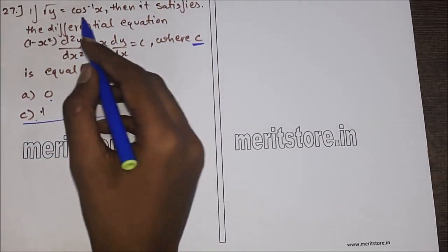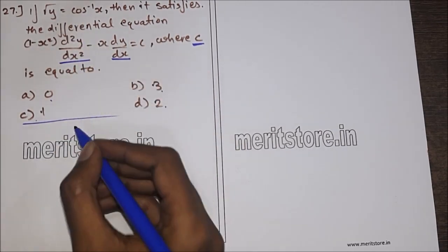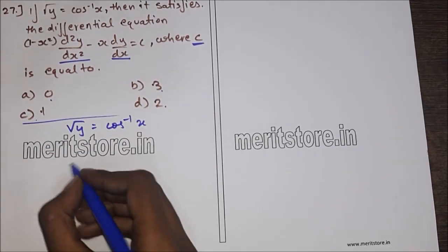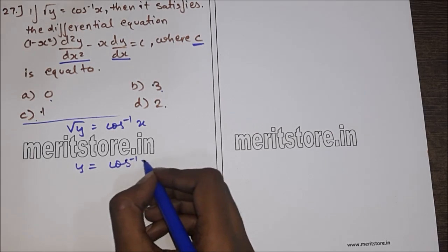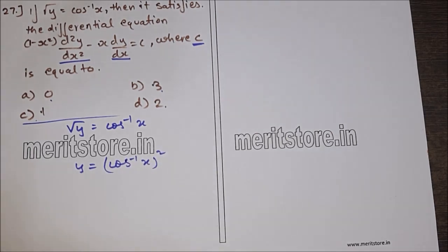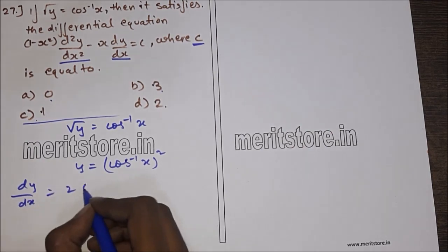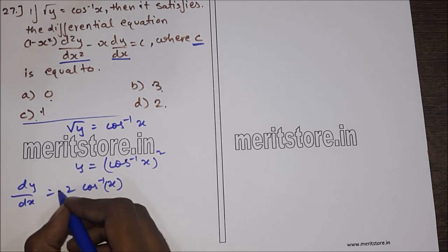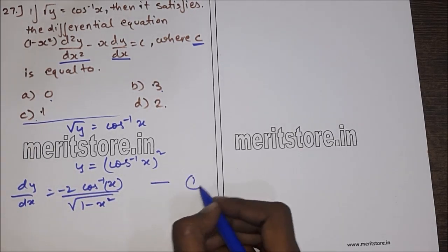So first we differentiate y with respect to x twice, so we get these values. Root of y is cos inverse of x, that is y is cos inverse of x the whole square. Now we differentiate this with respect to x, so dy by dx is 2 times cos inverse of x. Now the differentiation of cos inverse of x is minus 1 upon root of 1 minus x square. Let this be equation 1.